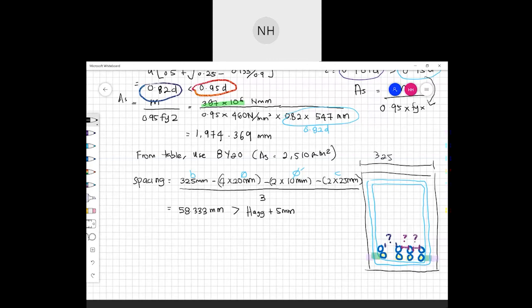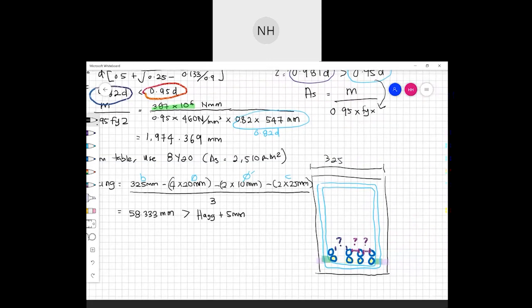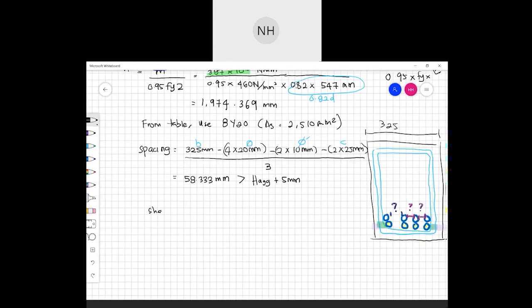So any question up until this one? Ada apa-apa soalan nak tanya before I proceed to shear reinforcement? Saya dah mention. Confirm. Alright. Shear reinforcement. Okay, tadi kita dah dapat sampai bending reinforcement. So shear reinforcement pula lah punya cerita.